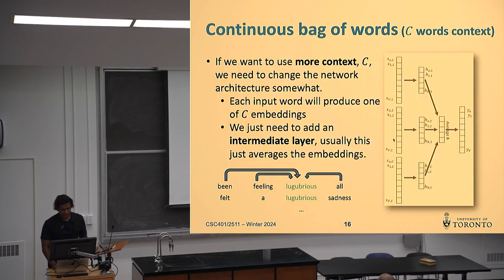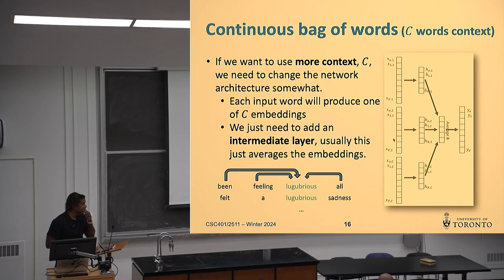So what happens if the context is longer? Let's say we have a context of C words. It's basically the same idea, but we just average the embeddings of all the context words. Before we had one word, now let's say we have 3 words, and we take the embeddings of each of those context words and then average them. Again, it's exactly the same thing.